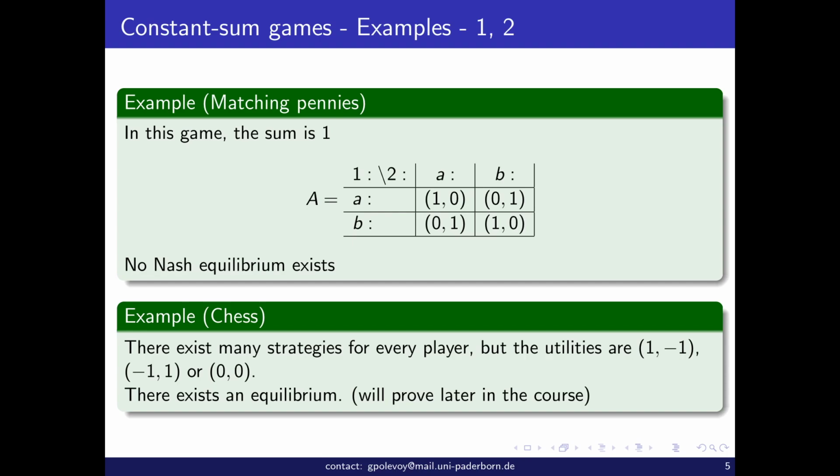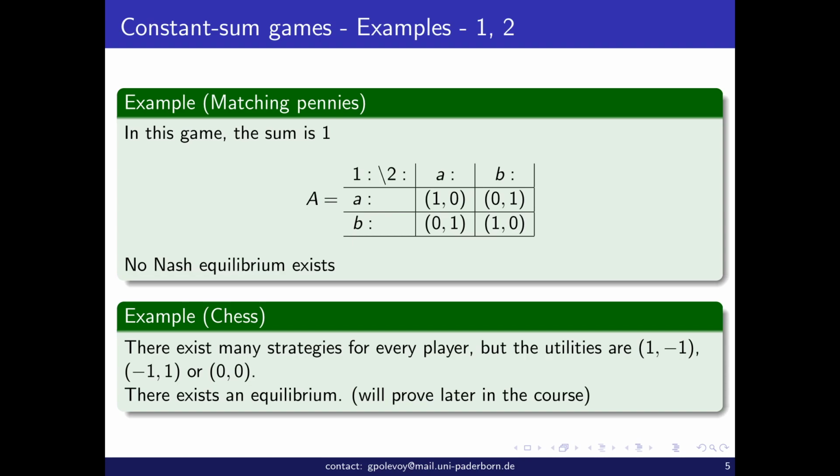Now, let us look at some examples of zero sum games. So, first of all, our old friend matching pennies. So it's either matched or not. And in both cases, the sum is one. So one person wins and exactly one person loses. In this case, there is no Nash equilibrium, as we know.